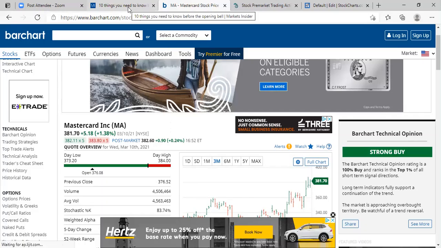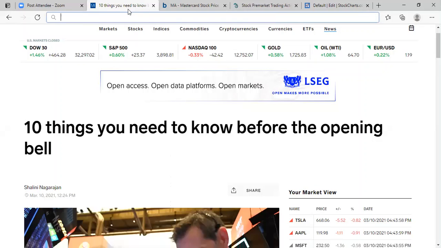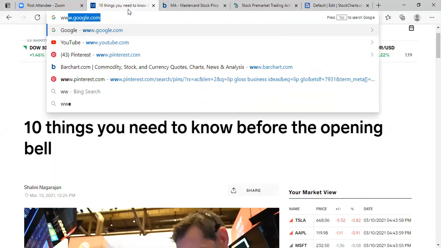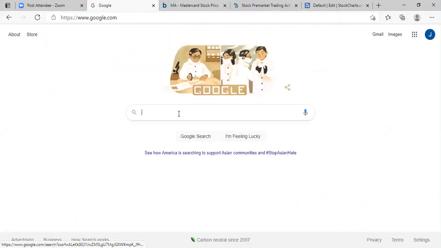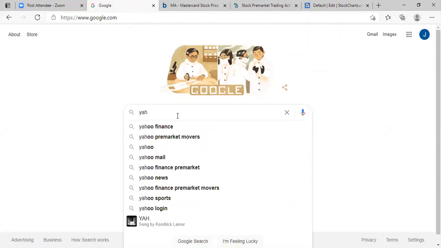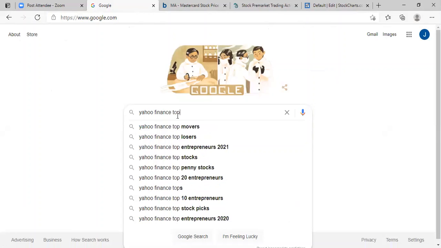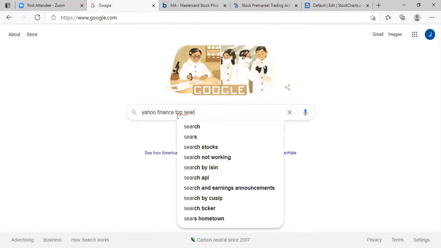So now we've got pre-market action. We've got 52-week highs. And then another thing that I like to do, I'll get up to Google, type in, I go to Yahoo Finance, and check out their top searched stocks.